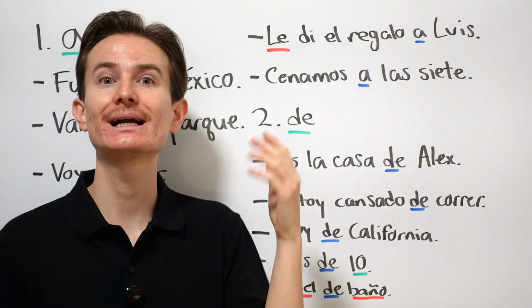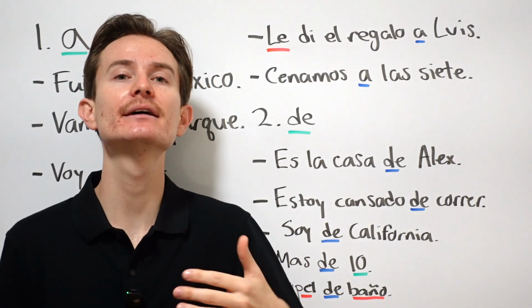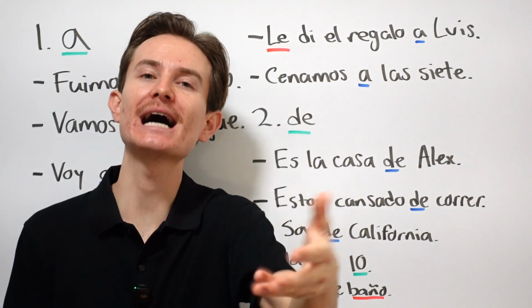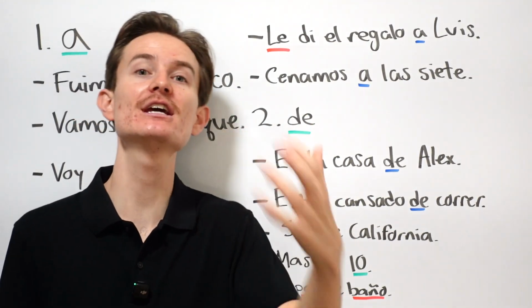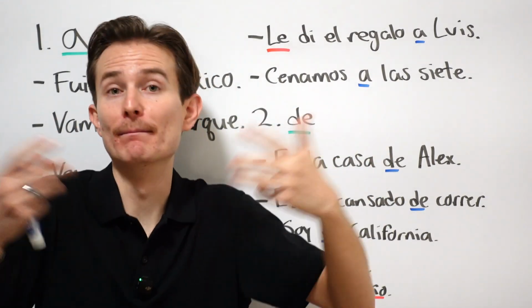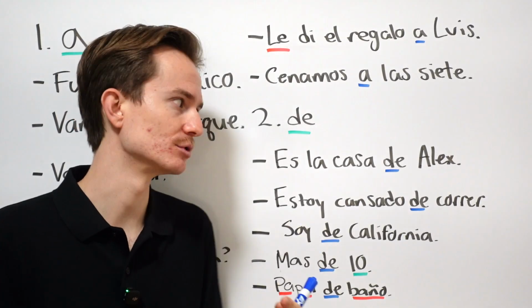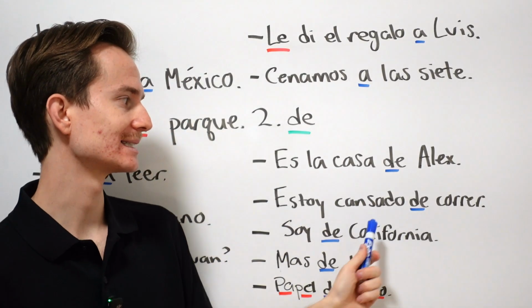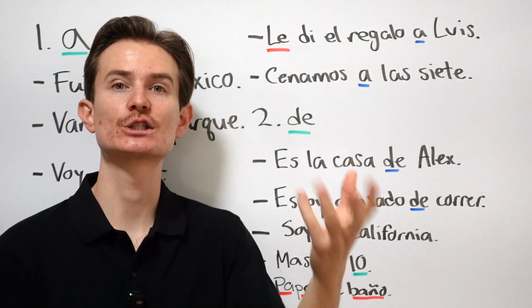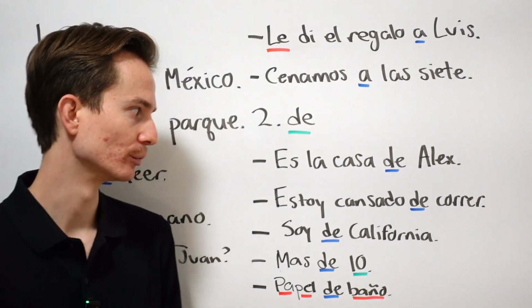So, estoy cansado de sus mentiras. I am tired of her lies. Or estoy cansado de escuchar sus mentiras. I'm tired of hearing her lies. You're not necessarily doing that right now. Maybe you are, but maybe you aren't. Okay, so you wouldn't say escuchando, you would say escuchar in that example. Okay, so estoy cansado de correr. This could also be used in an example like estoy orgulloso de ti. I am proud of you.